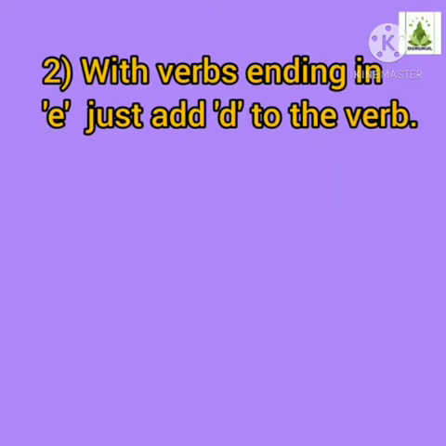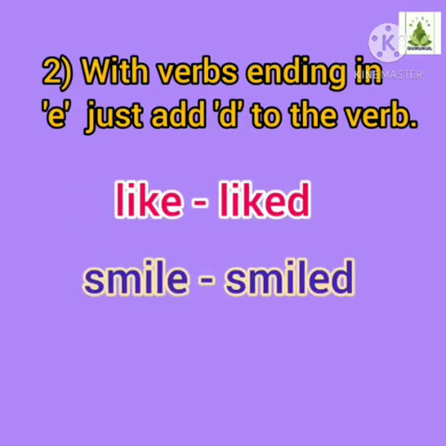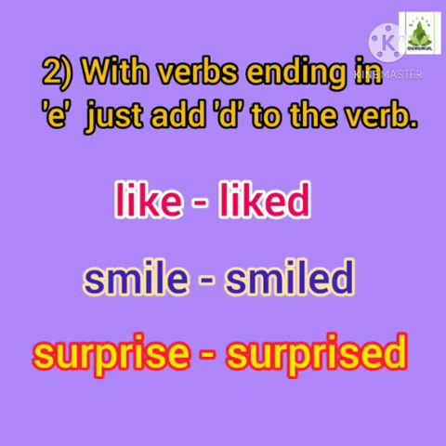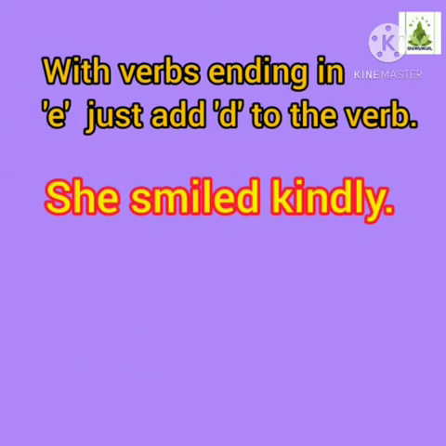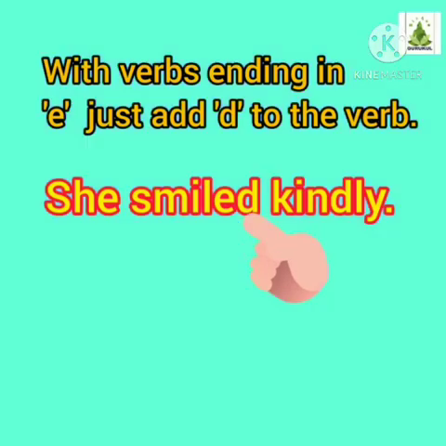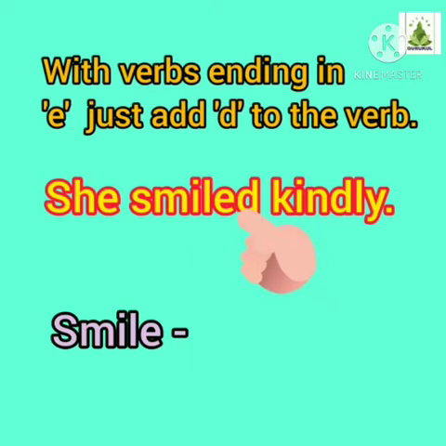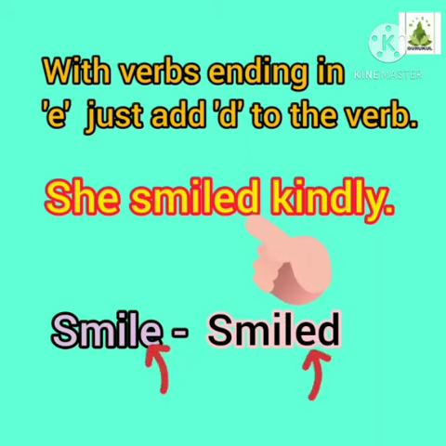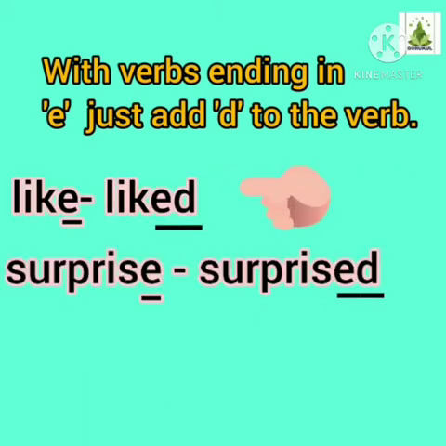Second, with verbs ending in E, just add D to the verb. Like, liked. Smile, smiled. Surprise, surprised. For example, she smiled kindly. In this sentence, smiled is the verb. Can you tell me why we have added D over here to the base form of the verb? Yes, you're right. Smile, this verb ends with E. So smile, smiled. Similarly, like, liked.